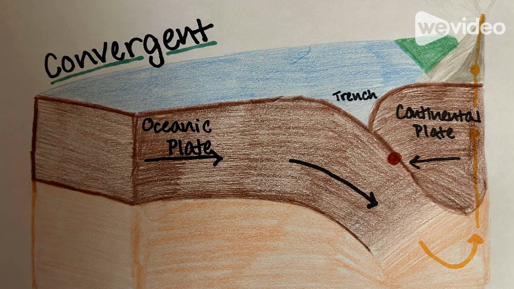Subduction can also occur with continent-continent collisions, where the plates crumble and create large mountain belts, like the Himalayas.